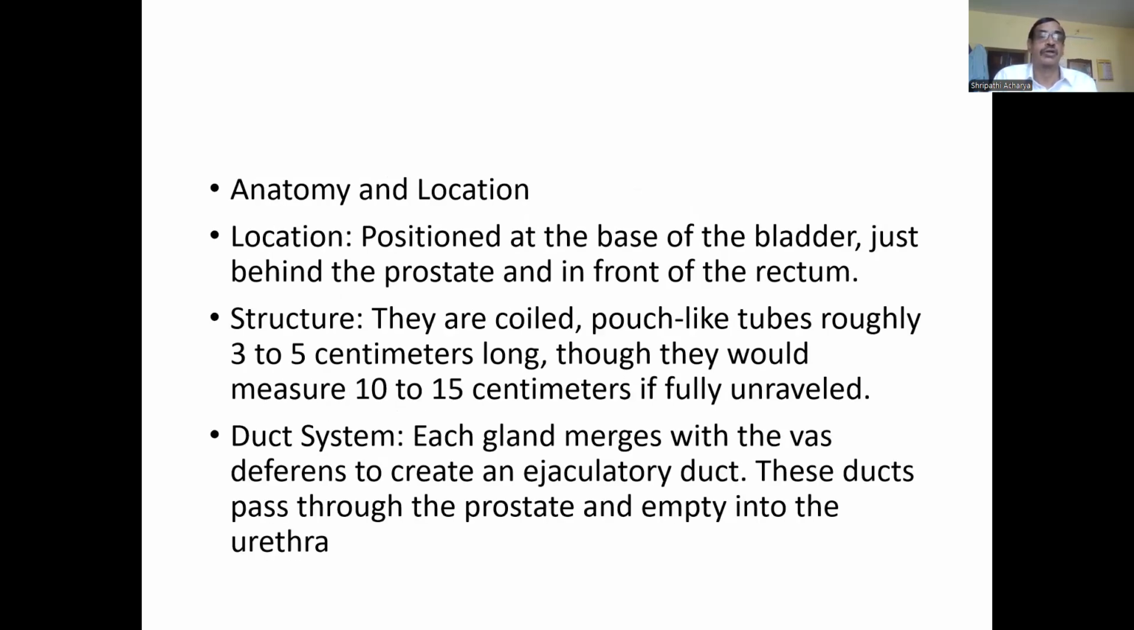Anatomy and location. Location: positioned at the base of the bladder, just behind the prostate and in front of the rectum. Structure: they are coiled pouch-like tubes, roughly 3 to 5 centimeters long, though they would measure 10 to 50 centimeters if fully unraveled. Duct system: each gland merges with the vas deferens to create an ejaculatory duct. These ducts pass through the prostate and empty into the urethra.